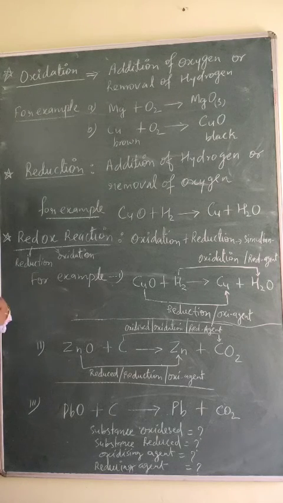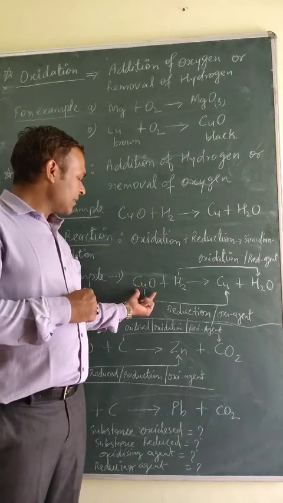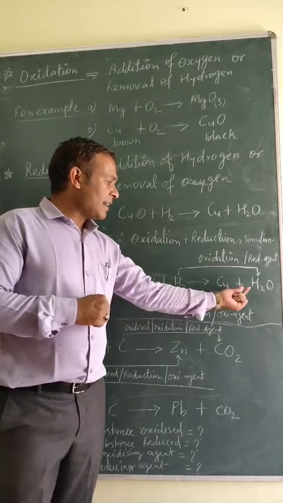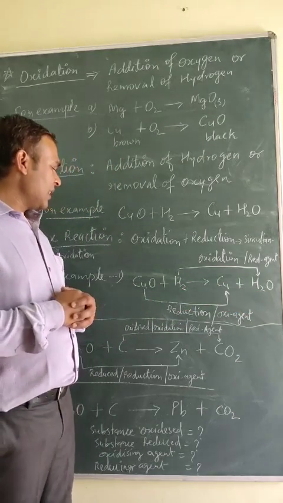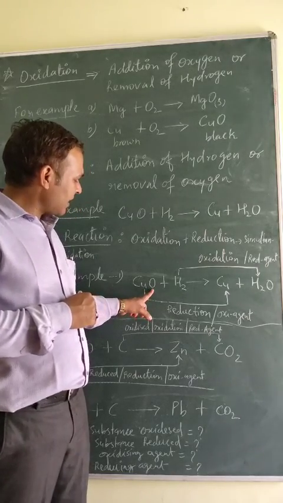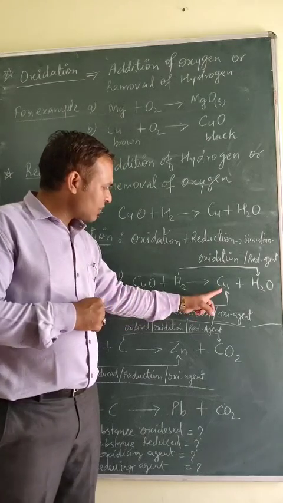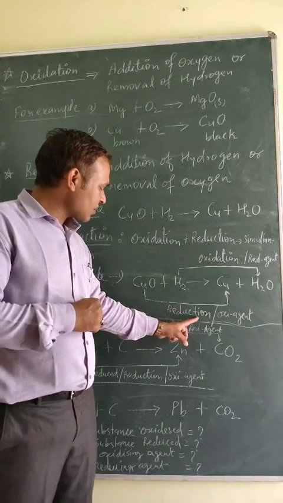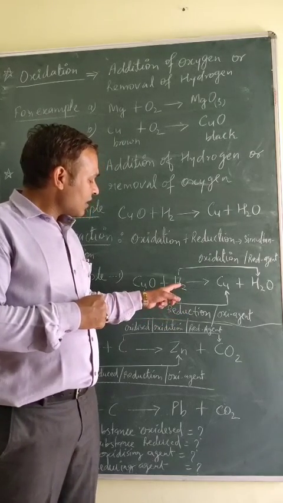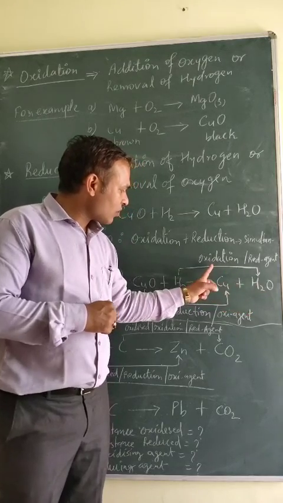For example, here we can see the same example we have considered from before. Copper oxide reacts with hydrogen gas forming copper and water molecule. Here you can see the removal of oxygen is called reduction. So copper oxide loses the oxygen and forms copper, so it is reduction. And here hydrogen adds oxygen and forms a water molecule, so it is oxidation.